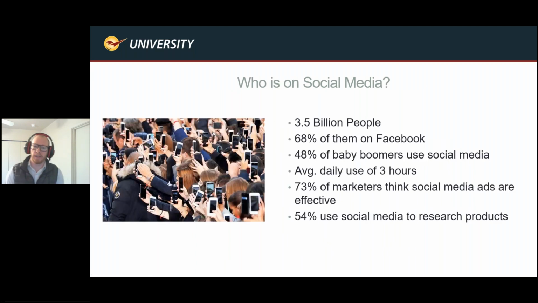So who is on social media? Currently, there's 3.5 billion people on social media. 68% of them are on Facebook. Surprisingly, 48% of baby boomers use social media. Now, I'm going to stop here because there's one thing that I want to mention about social media. That's a great way how I first started to understand it in terms of the type of people that are on it. People will always follow where the baby pictures are.